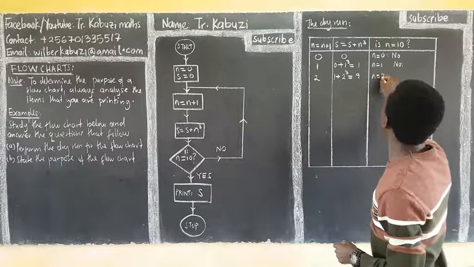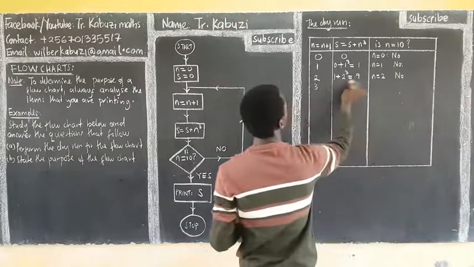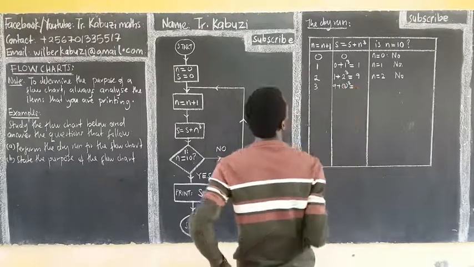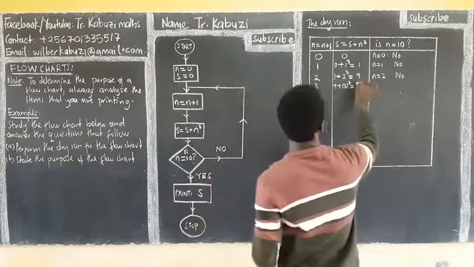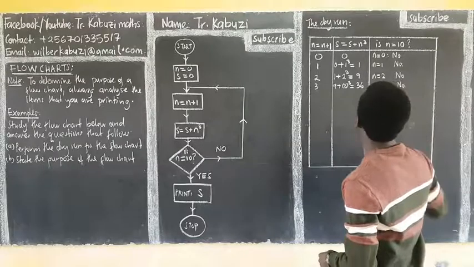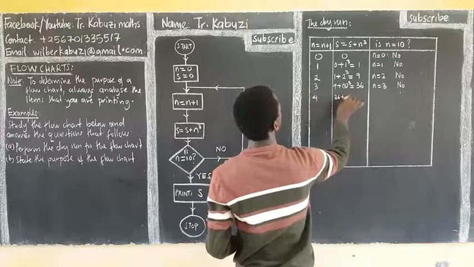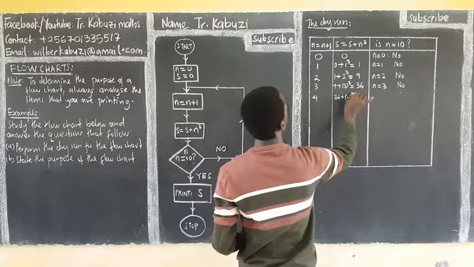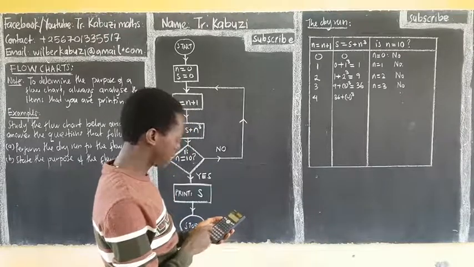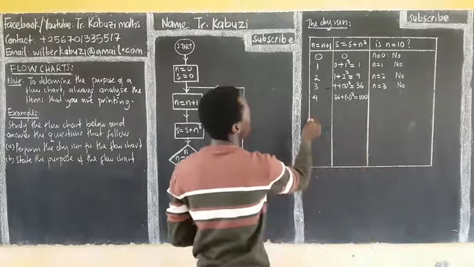So our N is 2. The answer is no. Add 1, we get 3. Now this will be 9 plus 3, the whole cubed. What do we get there? I think that is 36. Our N is 3. Is it equal to 10? No. What happens? Add 1, we get 4. Now you have 36 plus 4 cubed. What do we get there? The answer we get there is 64, I think it's 100. Then add a 1.